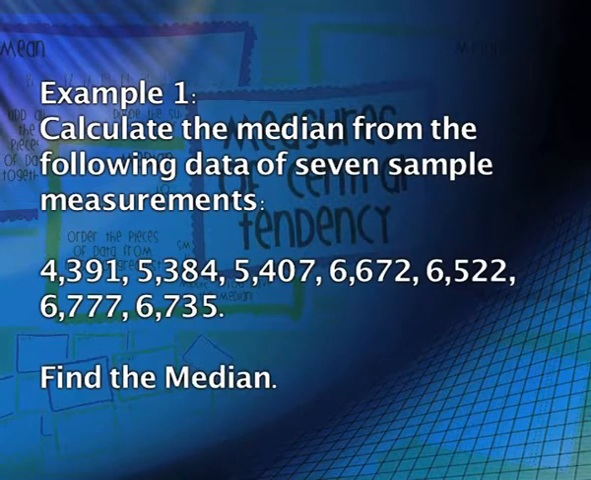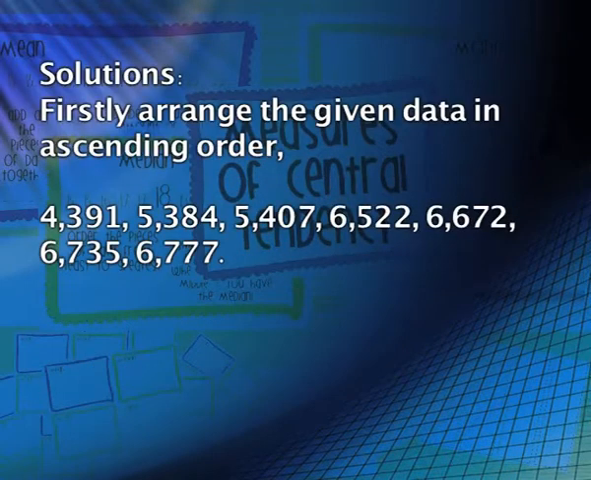We'll see an example. The first example comes here. Calculate the median from the following data of 7 sample measurements. So 7 samples are given as 4391, 5384, 5407, 6672, 6522, 6777, 6735. Now we have to find the median here. Let's see the solution. Firstly, arrange the given data in ascending order.